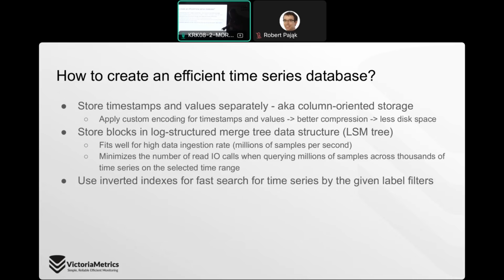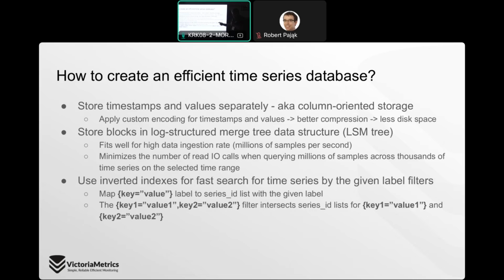The next recommendation is to use inverted indexes for fast search over time series by given label filters. If you don't know what inverted indexes are, these are indexes which map key-value pairs for labels into a set of time series IDs, so you can quickly find all the time series for the given key-value. And you also can quickly find time series for the given set of key-values or the given filters by intersecting these time series IDs for different filters.